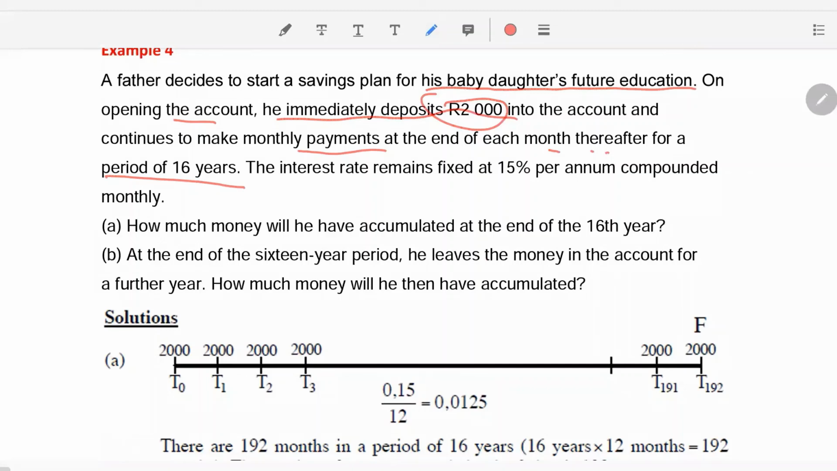So our n would be 16 times 12, but of course plus 1 because you made a payment immediately.